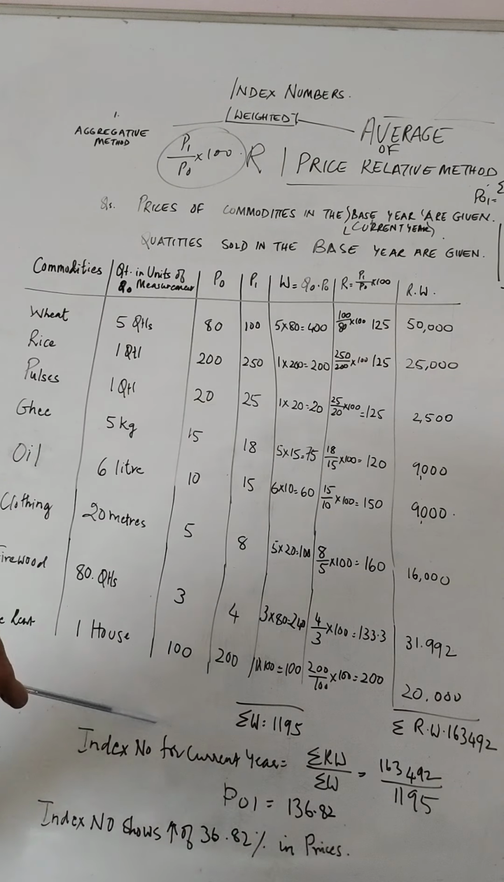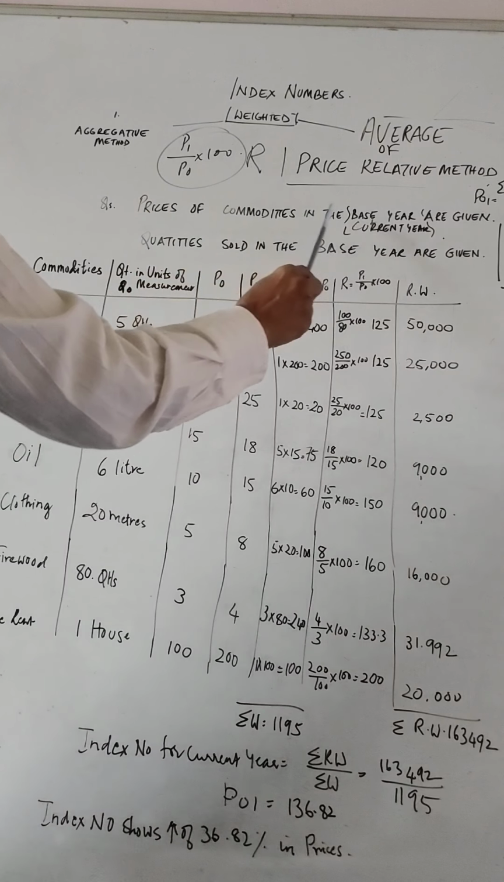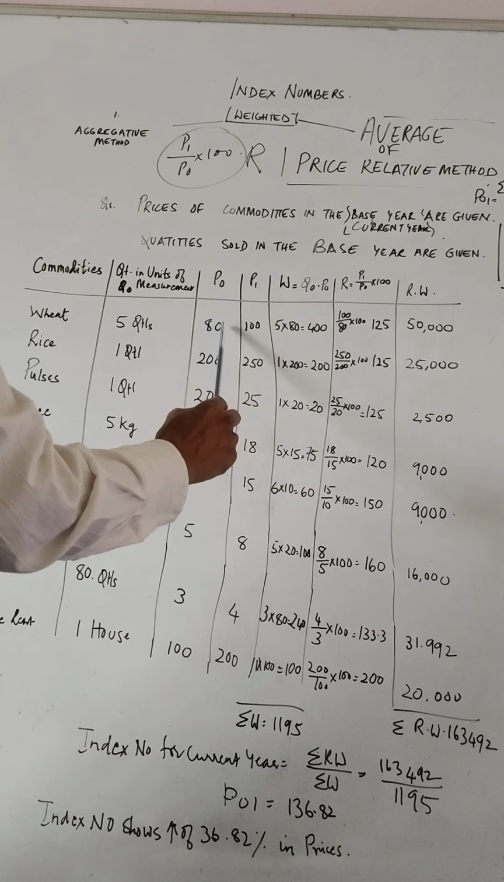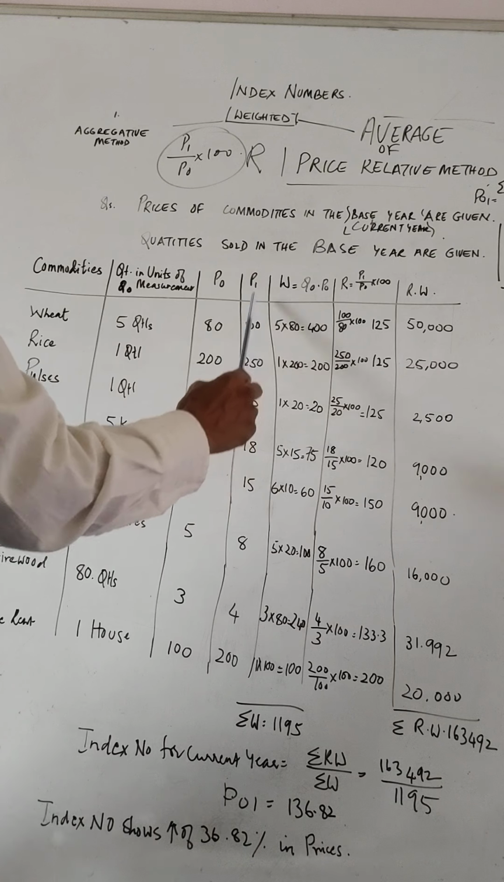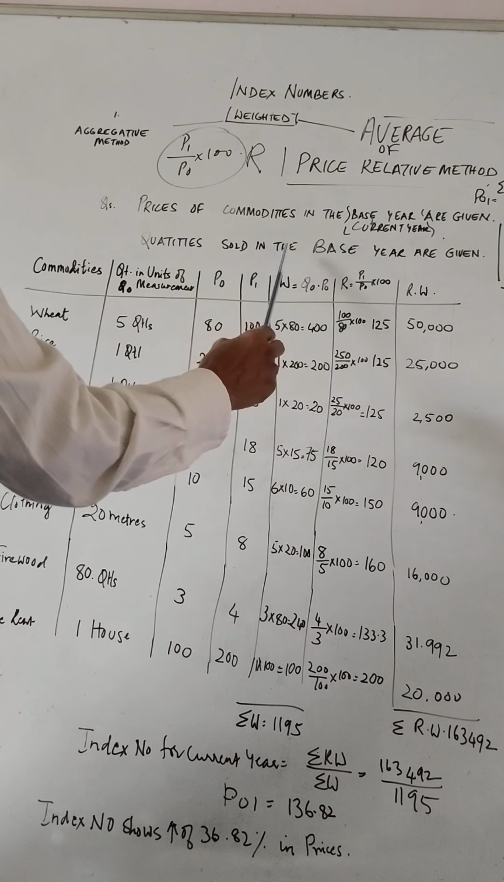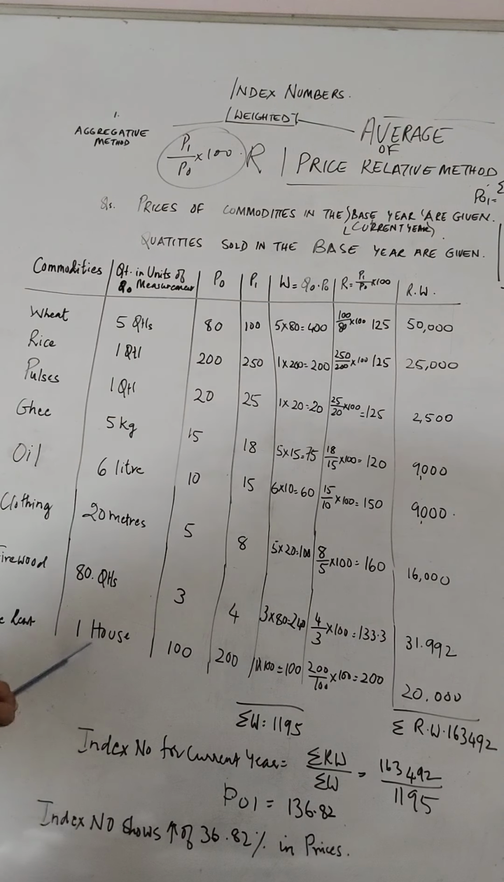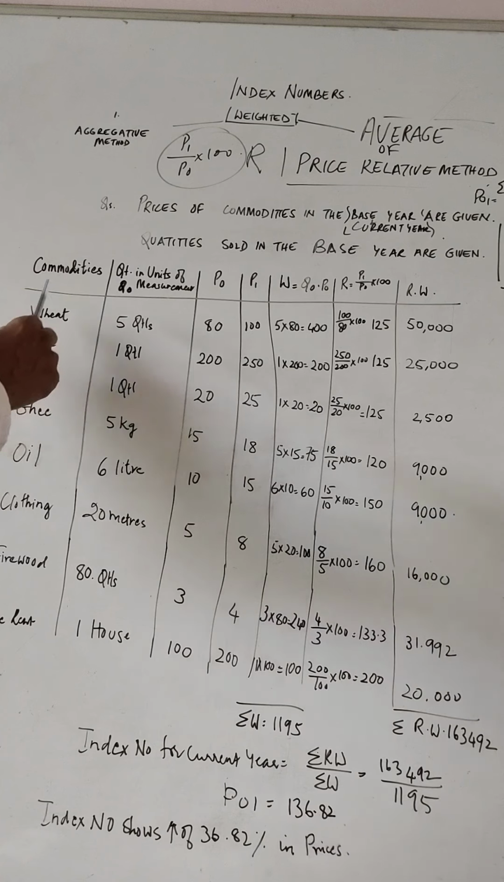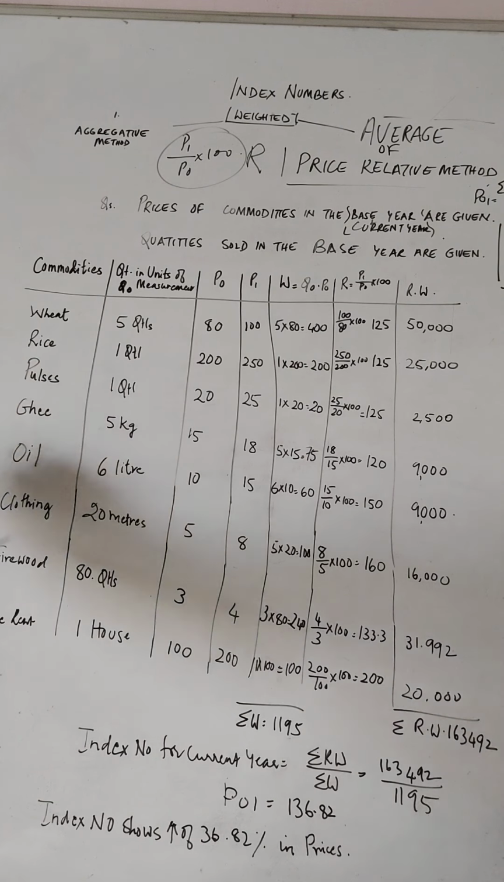We've taken this numerical. The prices of commodities in the base year, P0, and the current year prices, P1, are given, and the quantities sold in the base year are given. Let's just write down. These are the commodities. So many commodities are there: 1, 2, 3, 4, 5, 6, 7, 8 commodities. We're going to talk about that.